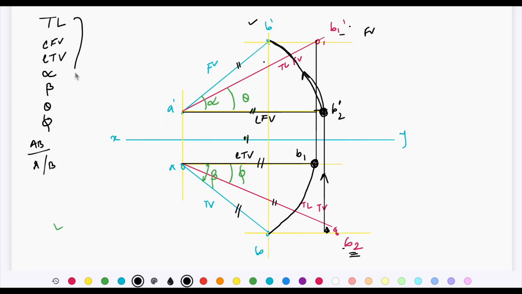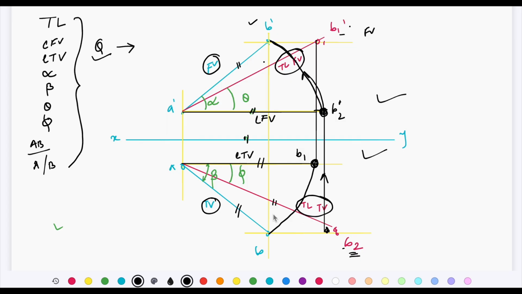So out of this much data, some data will be given in a question. We need to complete this solution and we need to find the remaining data. So out of those things, the minimum required data will be given in the question. So ultimately we are supposed to complete this solution. That is, we are going to locate front view, locate top view, locate true length of front view, and locate true length of top view. And once we locate those 4 segments, the solution is considered to be complete.